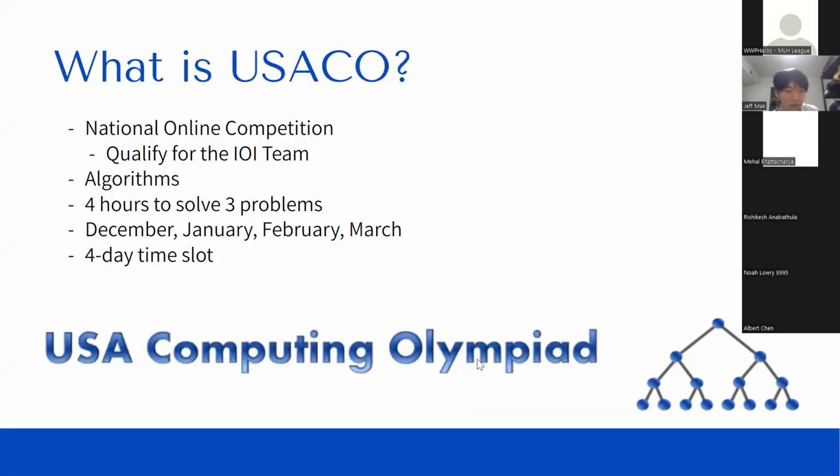So let's start with what is USACO. USACO is a national online competition. Do well in it, and you qualify for the IOI team, so it's really prestigious. It's algorithm based, so for all the contests, you want to use algorithms to solve problems. You have 4 hours to solve three problems. Sometimes it's a little longer, a little shorter, and sometimes there are more problems, but usually it's 4 hours to solve three problems.